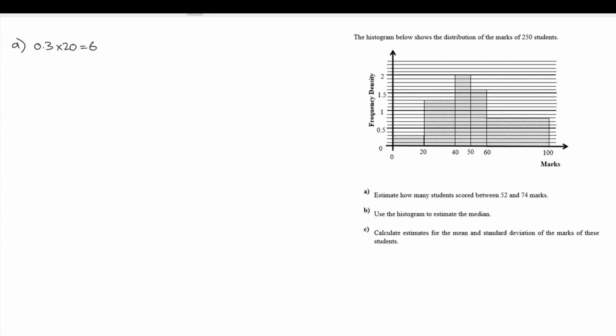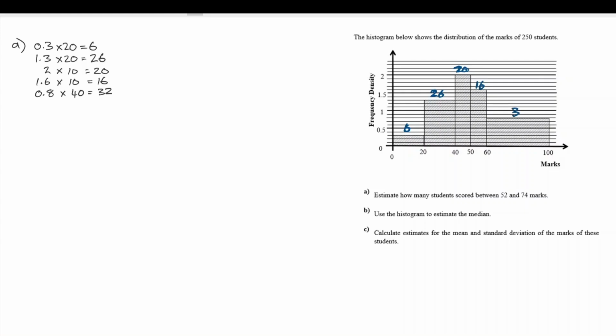So for the first bar, it will be 0.3 times 20 to get an answer of 6. In the second bar, 1.3 times 20 to get an answer of 26. And I'm just going to label these above the bars in the diagram. So we have 6, 26, 20, 16, and 32. So these are all of the areas for each of the bars. And when we add them together, we get 100.